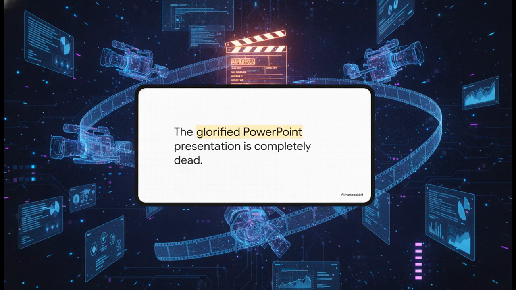Wait, hold on. So I can't just upload a PDF and get a nice little presentation with some clip art anymore? Well, you can, but you'd be wasting an incredibly powerful piece of cinematic tech. We're moving way beyond that today.